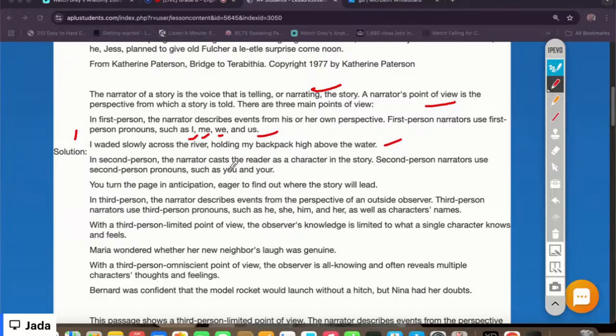So that's first person. In second person, the narrator casts the reader as a character in the story. Second person narrators use second person pronouns such as you and your. Okay, so it casts the reader as the character in this story and it uses you and your. You turn the page in anticipation, eager to find out where the story will lead. So that is second person narration.